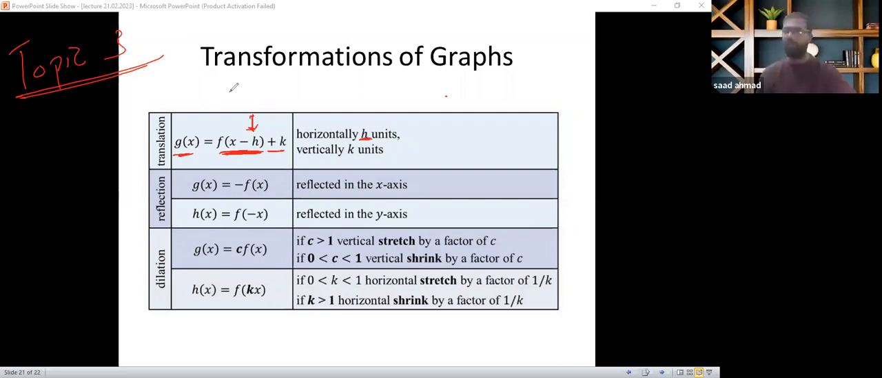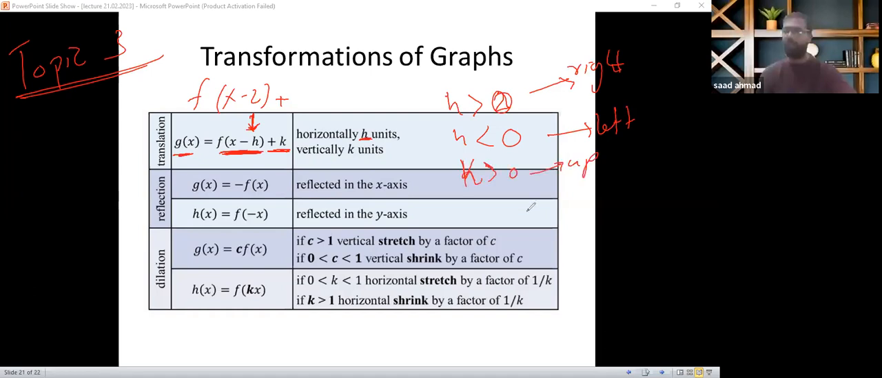If h is greater than 0, then it moves that many units to the right. If h is less than 0, it moves left. Let's say this k is greater than 0, then it moves up that many units. And if k is less than 0, then it moves that many units down, right? Vertical units, this k here. Then g of x is minus f of x, it's reflected in the x-axis. If you multiply the function by a negative, it's reflected over the x-axis.